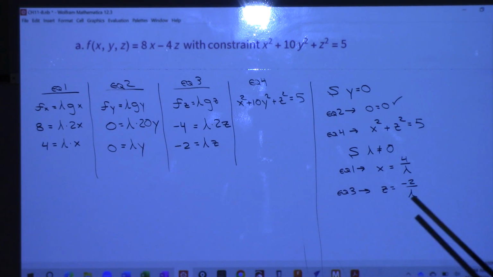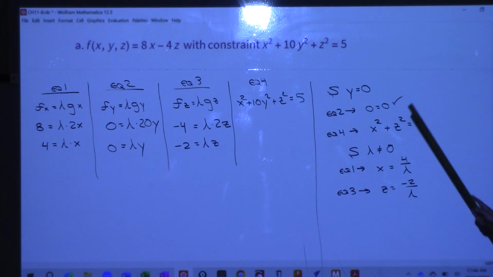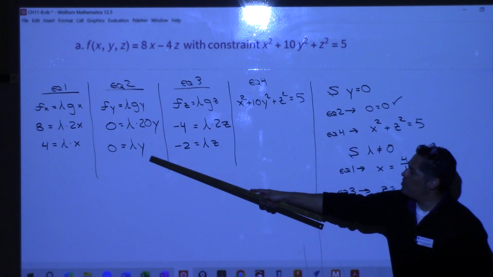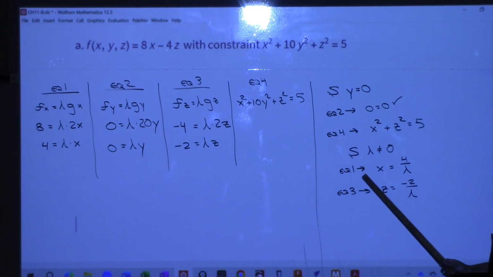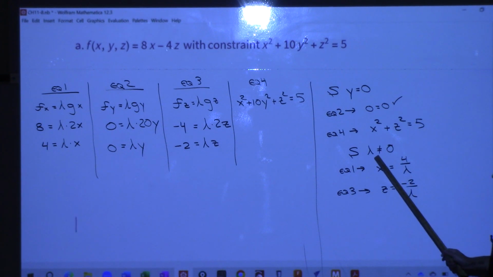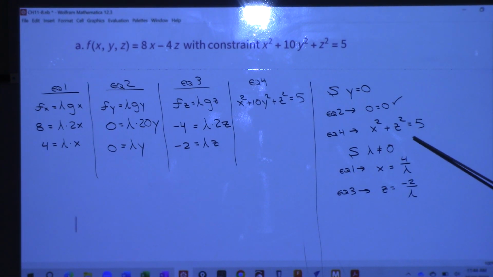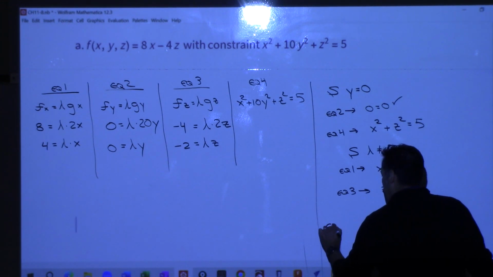Do you all see how this is already more complicated than the ones when you have two variables, right? Okay, so y is not 0, which satisfies equation 2. For equation 1, lambda is not 0 allows us to solve for x and z in equations 1 and 3 respectively. Equation 4 is sitting right here. Let's use equation 4 and these two things now to rewrite equation 4.